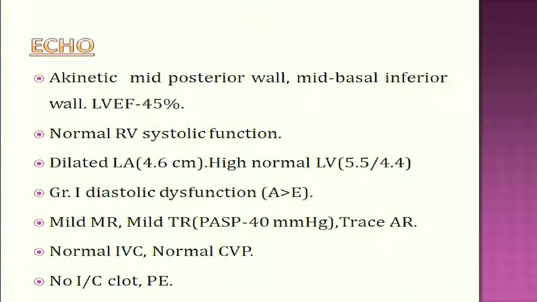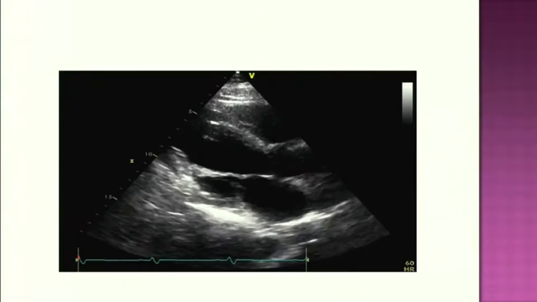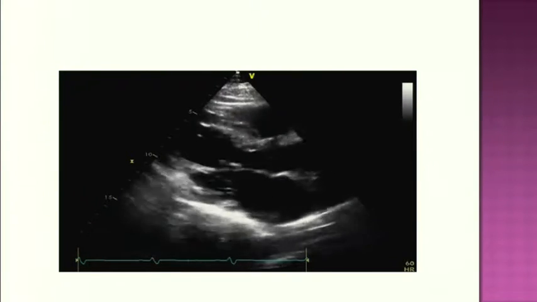And his echo showed there is akinesia of the mid-posterior wall and mid-ventricular inferior wall, ejection fraction around 45%, normal RV function, LA is mildly dilated at 4.6, and LV is high normal. There is mild MR and mild TR with a PA pressure of 60. These are the echo images.